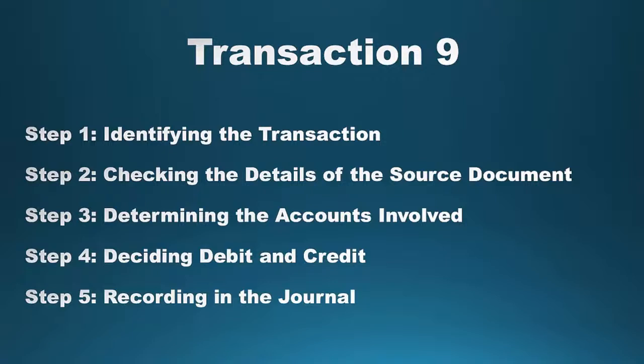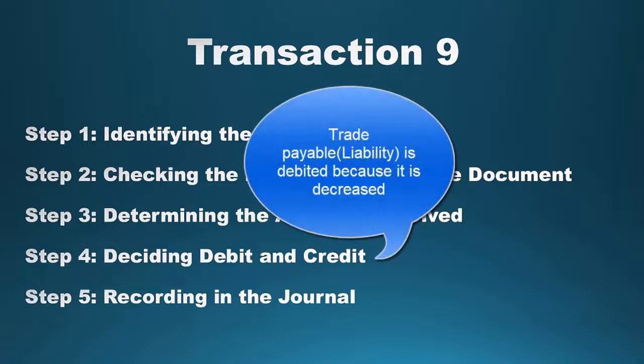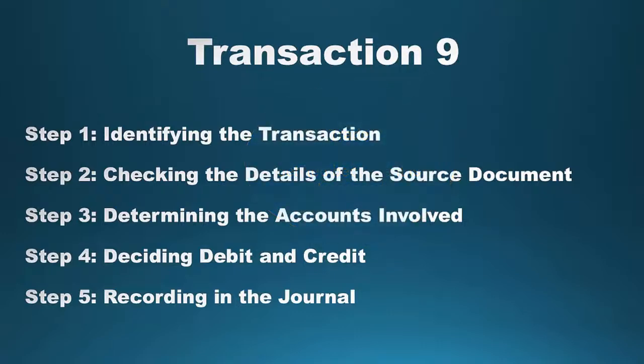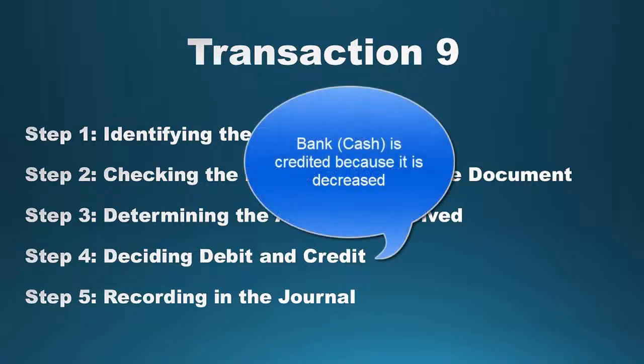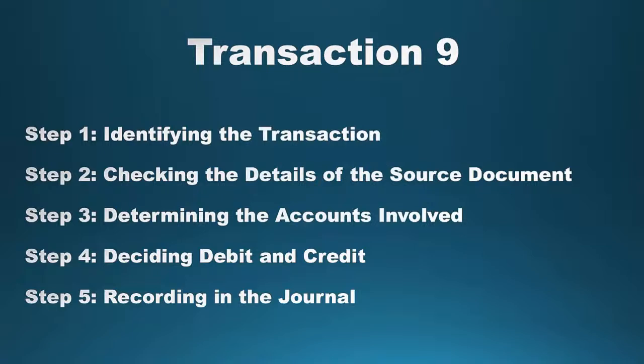Step 4. Deciding debit and credit. Now let's determine which account to debit and which to credit. The trade payables account is debited because the liability, amount owed, is decreasing. A decrease in liabilities is recorded as a debit. The bank account is credited because the cash balance, an asset, is decreasing. A decrease in assets is recorded as a credit. So we'll debit the trade payables account and credit the bank account for $1,000.